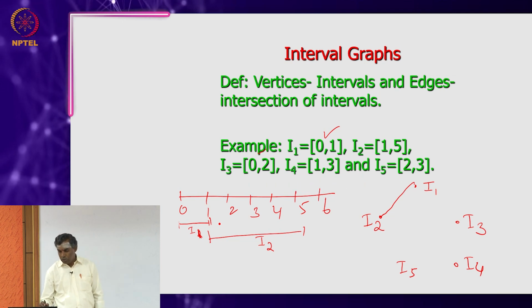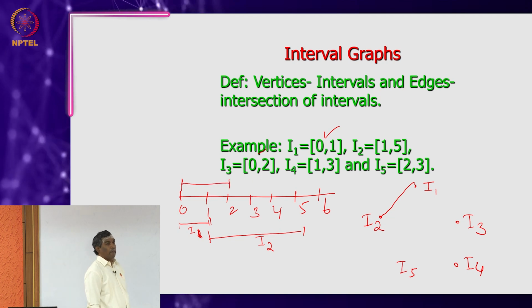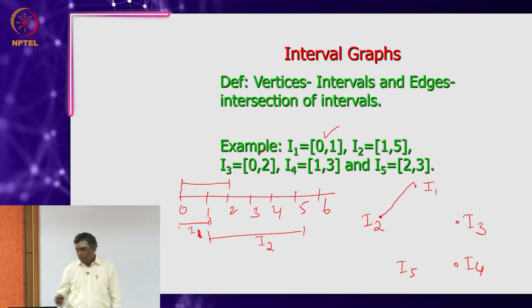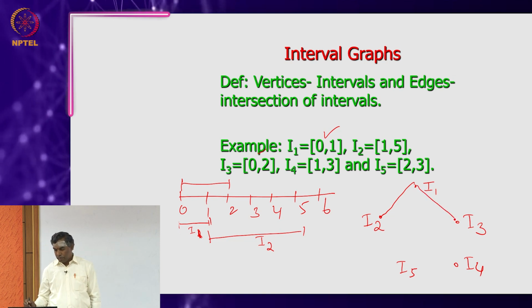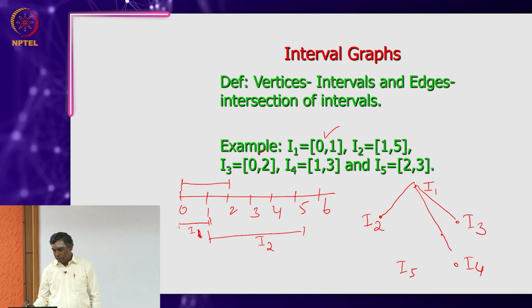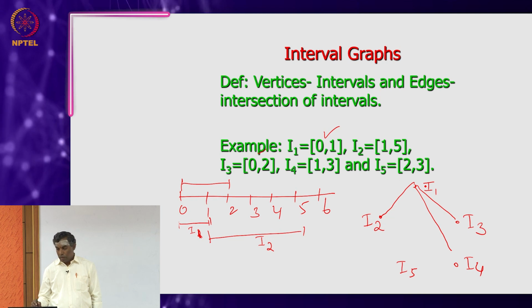I3 is 0, 2. Do they intersect? Yes. So, there is an edge from I1 to I3. Then I1, I4. Yes, I1, I5. I1 to I5.